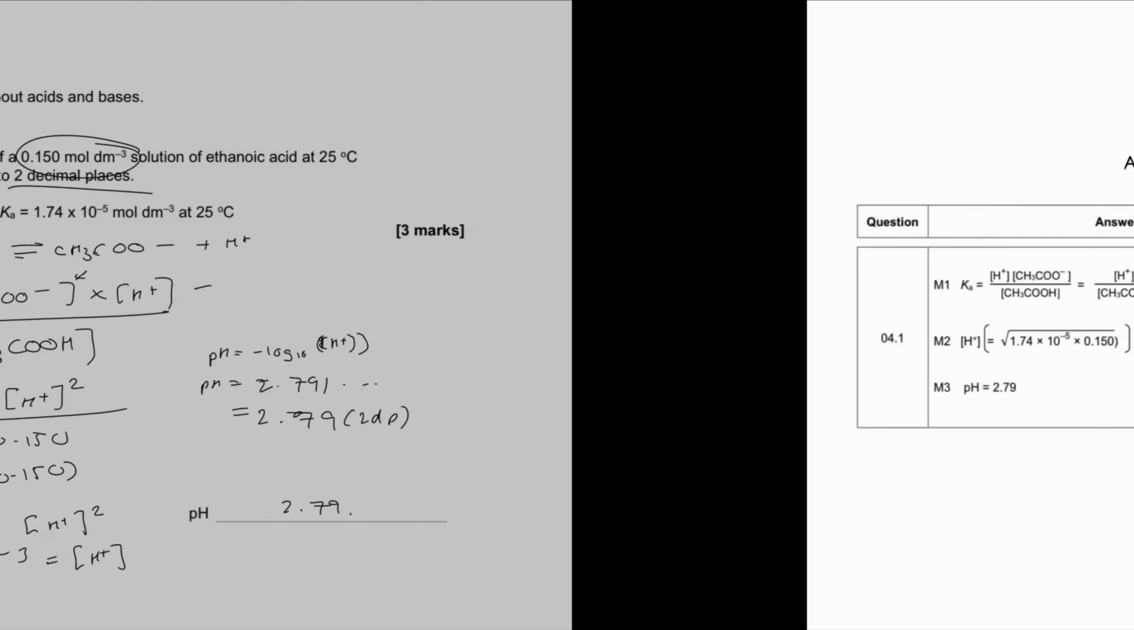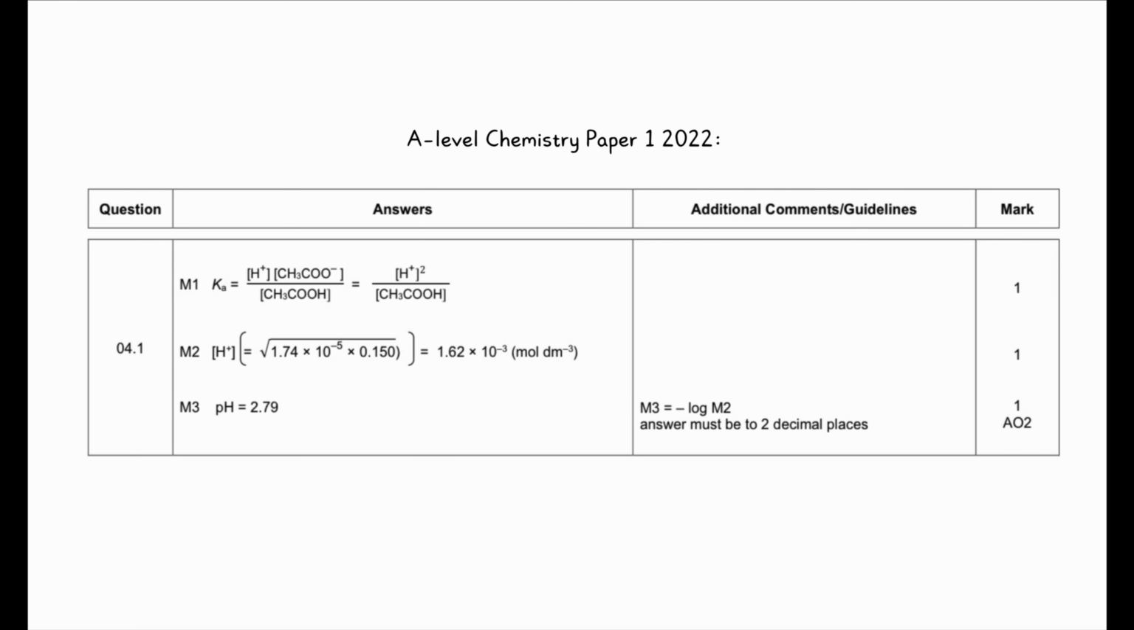Perfect, let's have a look at the mark scheme. A-Level Chemistry Paper 1 2022, and 2.79 is the correct answer. Perfect.